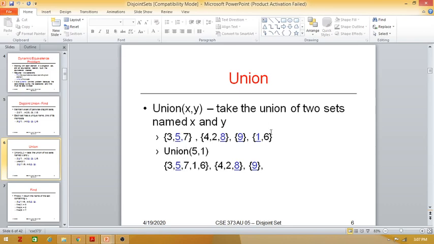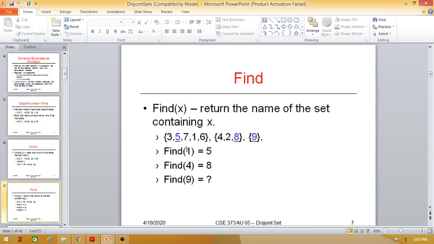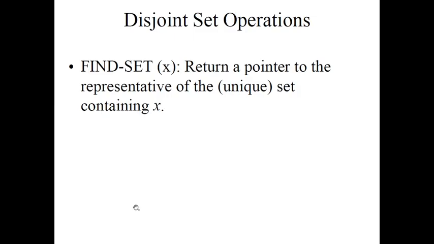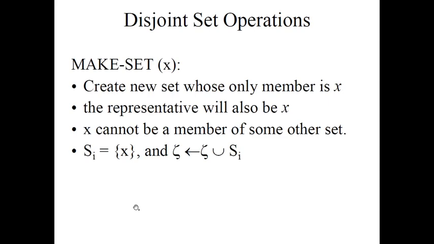Then the original sets are destroyed; these two are deleted. The remaining sets in the collection are {4, 2, 8} and {9}. If we again go for find 1, the answer will be 5. Find 4, the answer will be 8. Find 9, there is no confusion, the answer is going to be 9 alone. These are the basic operations in disjoint sets: find set, union and make set.